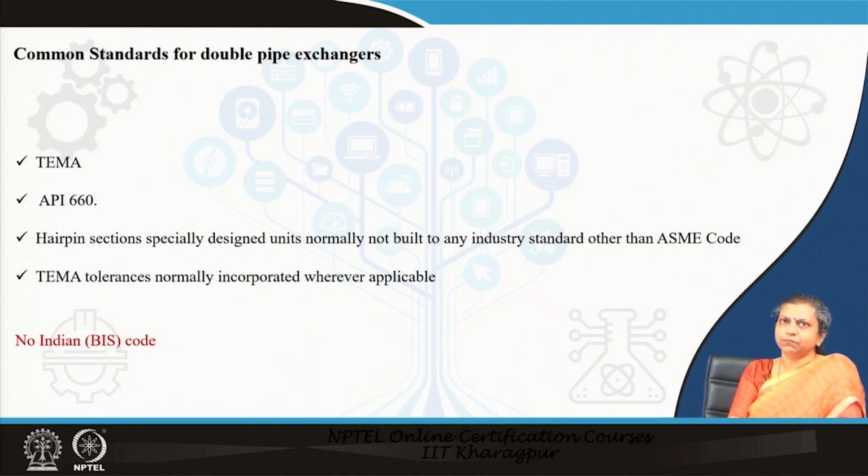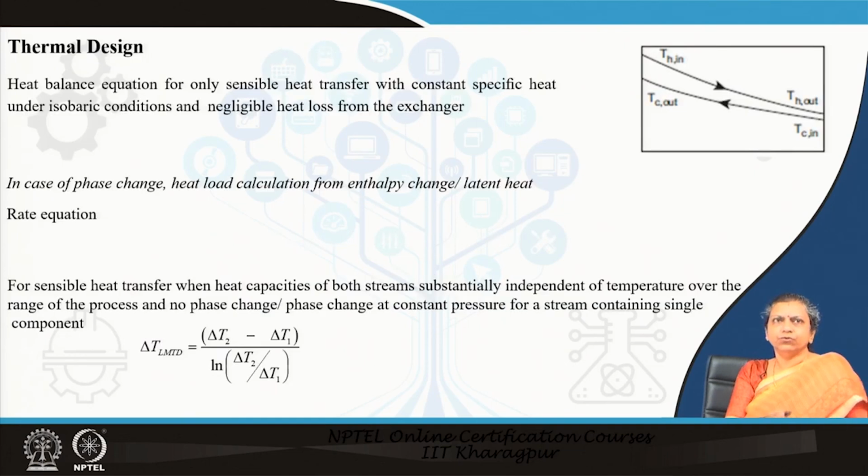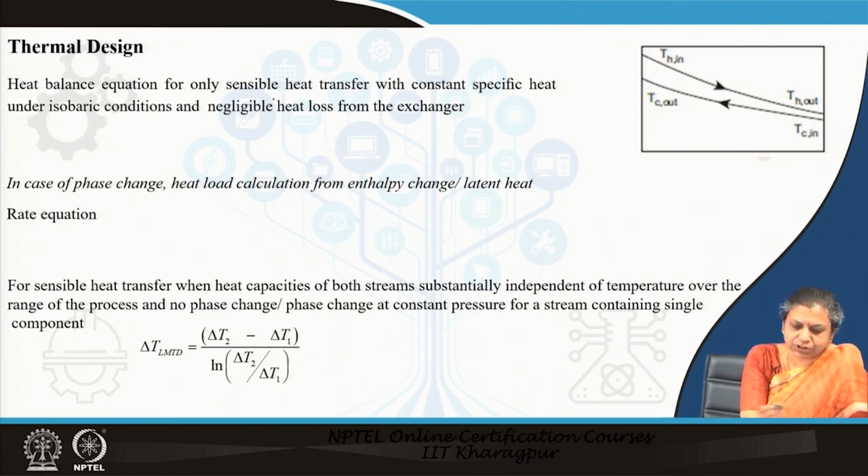I would just like to mention that for double pipe exchangers, there is no Indian or BIS code. Normally, we go by the TEMA code, and API 660 is also respected for petroleum facilities, etc. So, therefore, when we come to the design, I have already told you this is the heat balance equation; I have already written it, no point in writing it down.